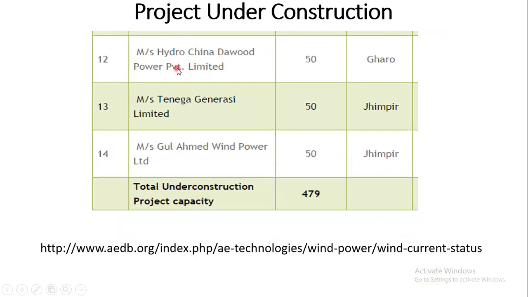Then M/S Hydro China Dawood Power Limited installed its 50 megawatts in Gharo, and M/S Tenaga Generasi Limited 50 megawatts in Jhimpir. M/S Gul Ahmad Wind Power Limited installed 50 megawatts in Jhimpir. The year is not mentioned, but it would be 2019. It is functional. The total under construction project capacity is 479 megawatts in total. The link is also available and mentioned there.